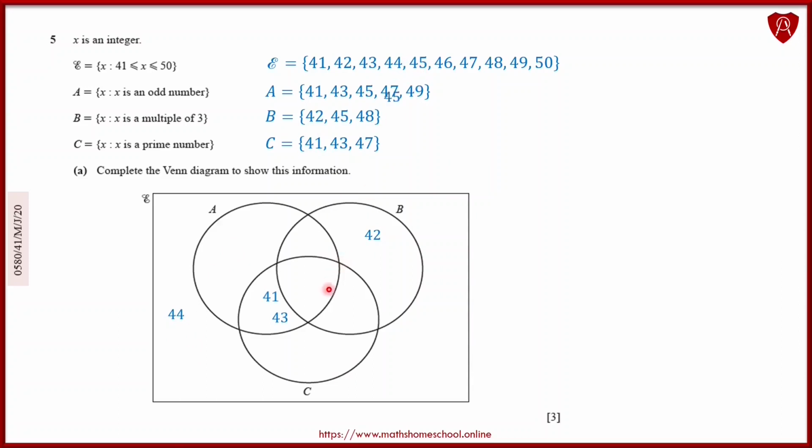45 is a multiple of 3, and odd. It is in both A and B. 46 belongs to none of the three sets inside. 47, another prime number, which is also odd. 48, another multiple of 3. 49 is odd. It only belongs to set A. 50 joins the other two numbers, which are in neither of the three sets. That is our complete Venn diagram.